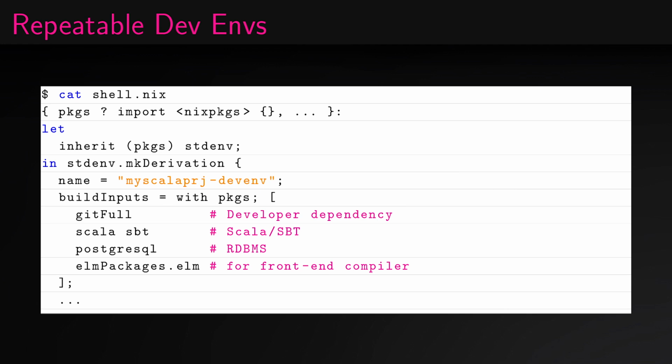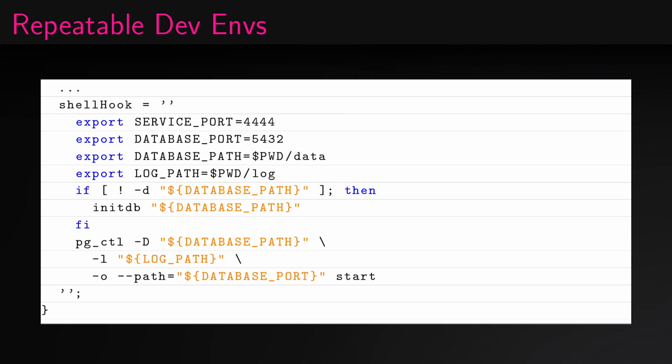And so anyway, here we're defining build inputs. We're saying we want the full Git version, with all of the utilities with Git. We want Scala and SBT installed, and Postgres and maybe some Elm packages. And assuming that we've locked down our channel version, we will get the exact same versions of all of these things and all of their transitive dependencies. So this is actually a repeatable dev environment.